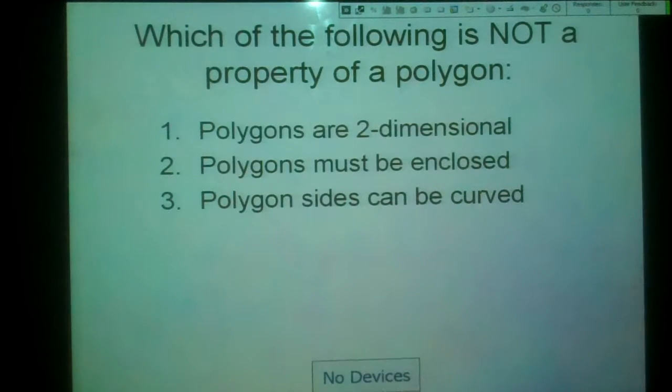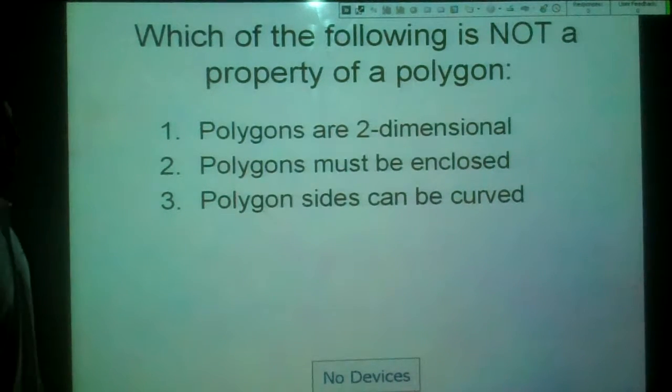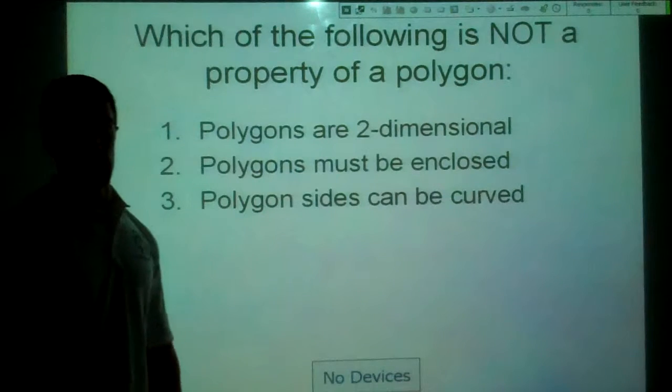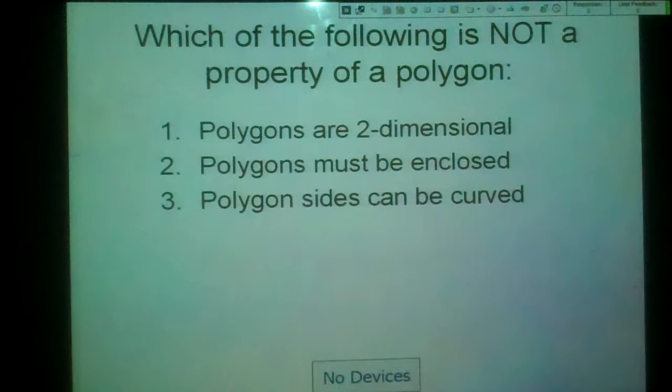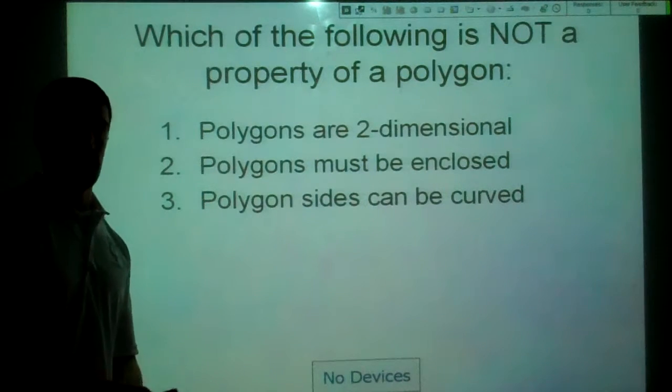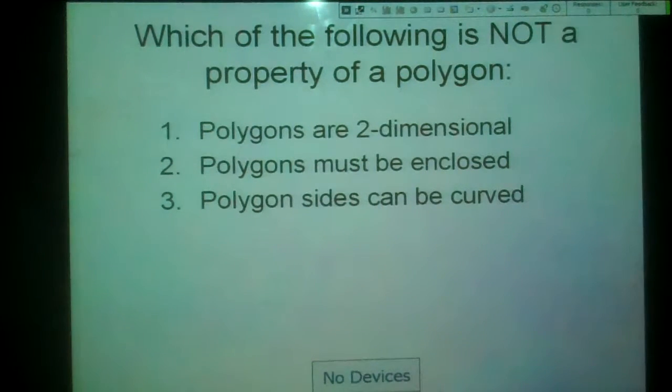Alright. Tomorrow you're going to have to identify from 4 different figures which one is a polygon. So in order to do that, you have to know the properties of the polygon. And remember, a polygon means it's a shape that has many angles. That's what poly means. Okay? So, which one is not a property of a polygon? And remember that polygons are your shapes like a square, an octagon, a hexagon, those types of things. So, number 1, polygons are 2-dimensional. This is true. All polygons are 2-dimensional. They are flat. Okay? They can be drawn on an XY plane.